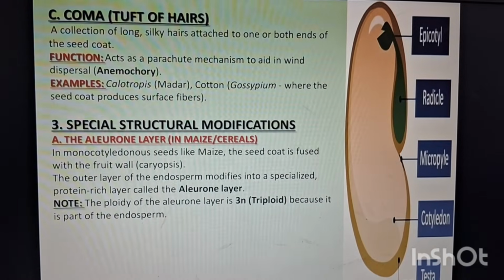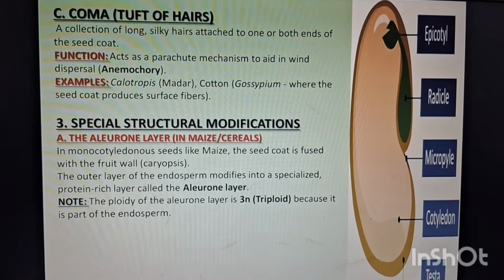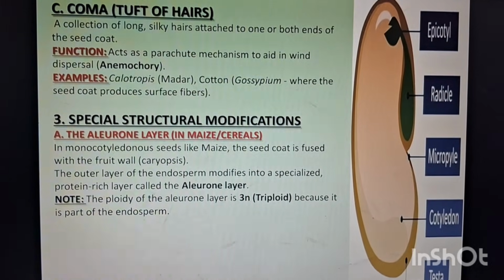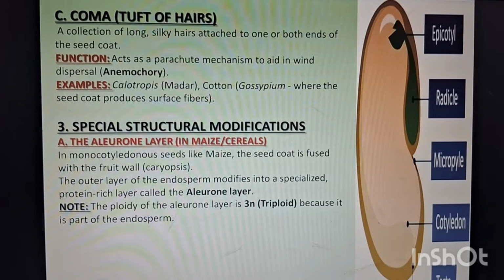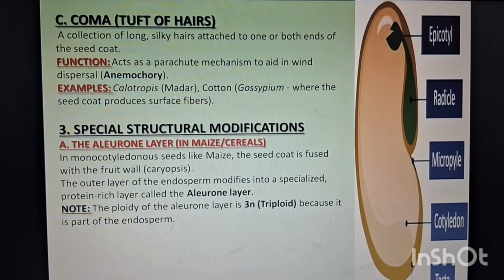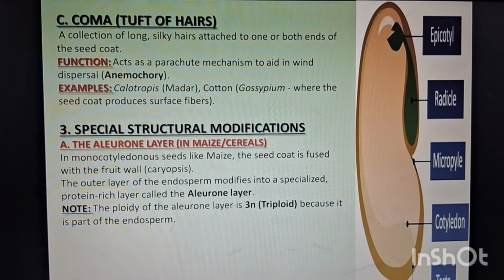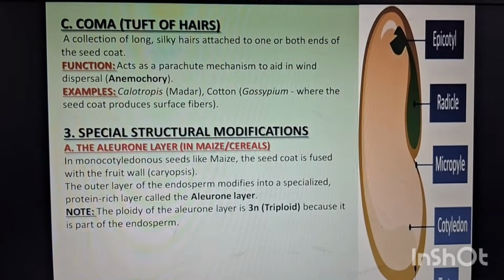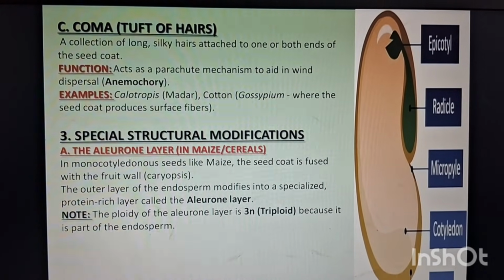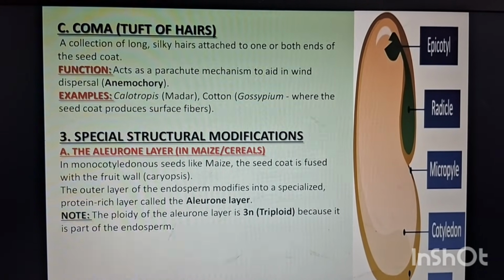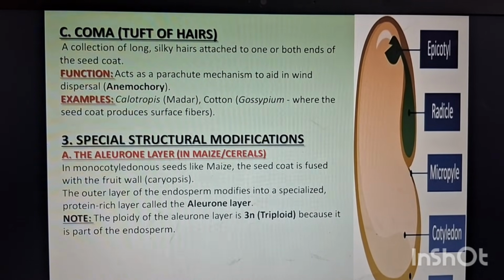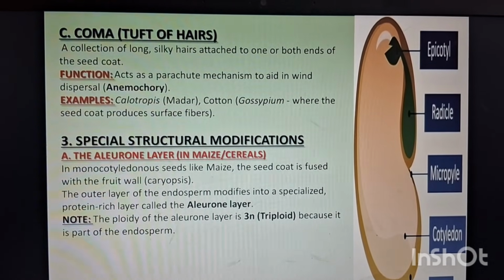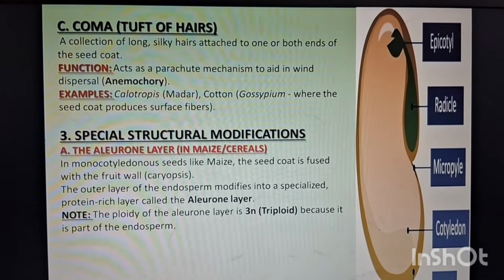Next type is coma, which is a tuft of hairs, a collection of long, silky hairs attached to one or both ends of the seed coat. Function, acts as a parachute mechanism to aid in wind dispersal, that is anemochory. Examples, Calotropis, that is madar, and cotton, that is Gossypium, where the seed coat produces surface fibers.